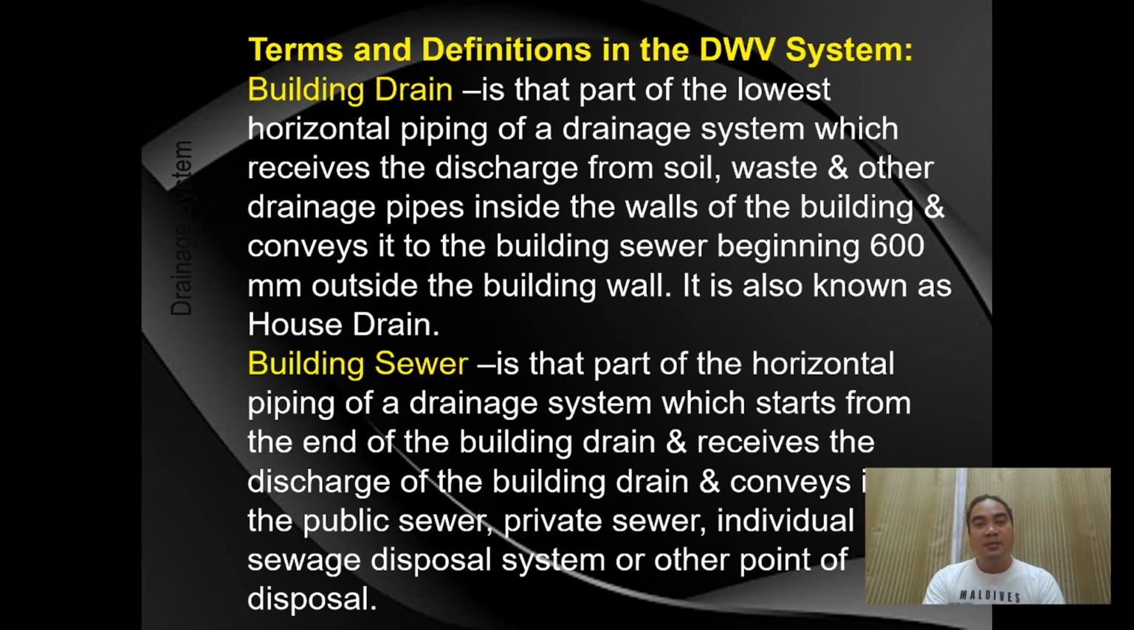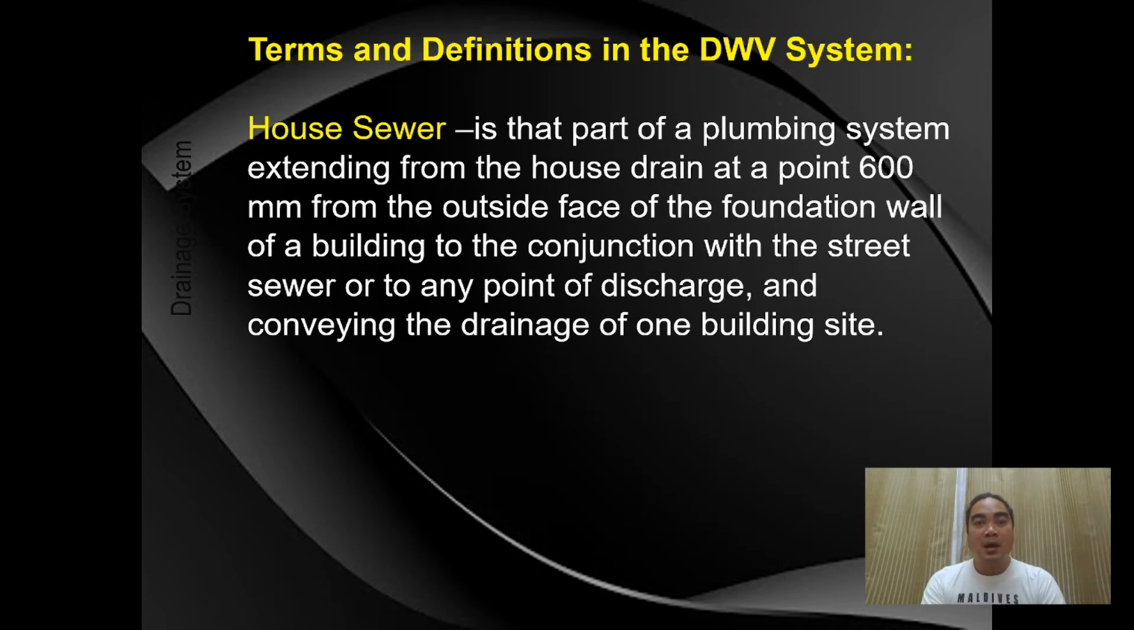Building sewer is that part of the horizontal piping of the drainage system which starts from the end of the building drain and receives the discharge of the building drain and conveys it to the public sewer, private sewer, individual sewage disposal system, or other point of disposal. House sewer is that part of the plumbing system extending from the house drain at a point 600 mm from the outside face of the foundation wall of the building to conjunction with the street sewer or to any point of discharge, conveying the discharge of one building site.